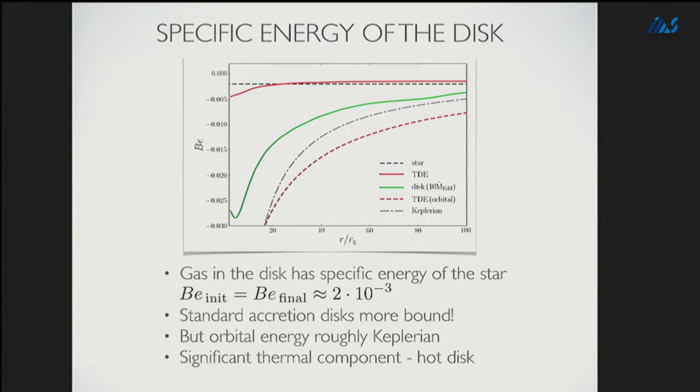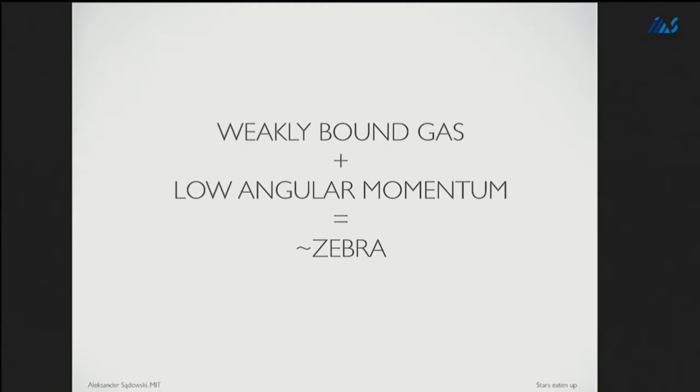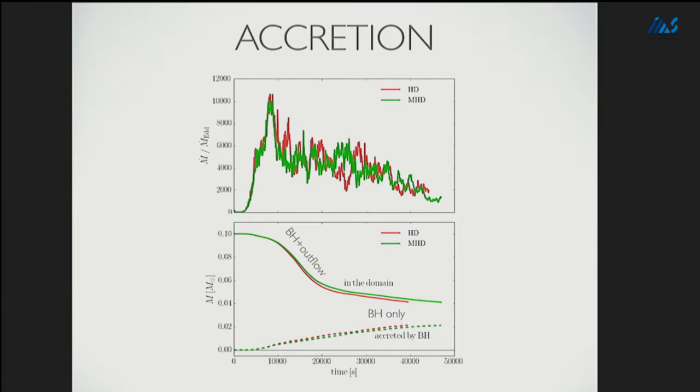So what is this disk structure like? It's weakly bound gas, it's low angular momentum, it's more or less like ZEBRA, like predicted. However, it's not exactly ZEBRA because it has constant angular momentum, which was not exactly taken into account in that model. But it is more or less exactly thick ZEBRA as expected.